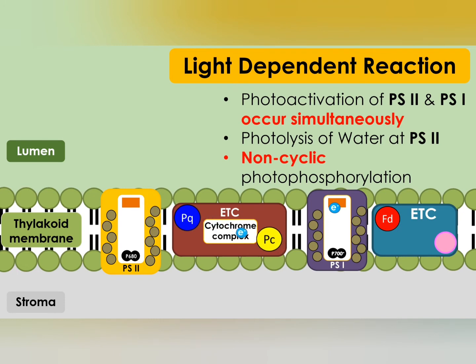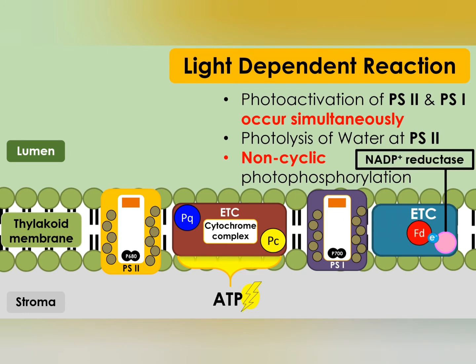Photophosphorylation can occur by two means. The first one is through non-cyclic flow of electron, and the second one is through cyclic flow of electron. During non-cyclic photophosphorylation, there are two products. The first one is ATP, the second one is NADPH. This non-cyclic flow of electron occurs most of the time during light-dependent reaction.